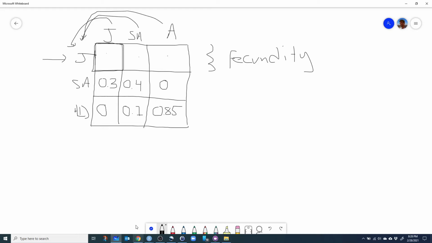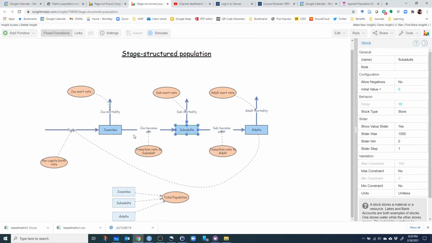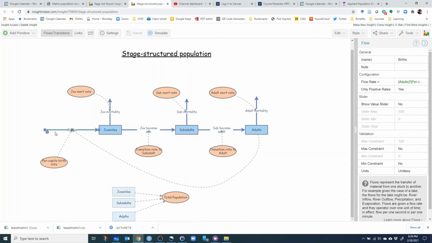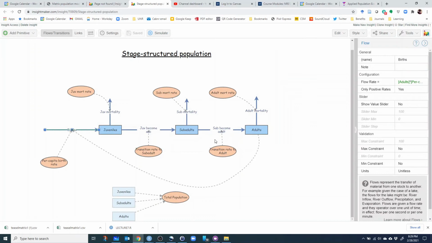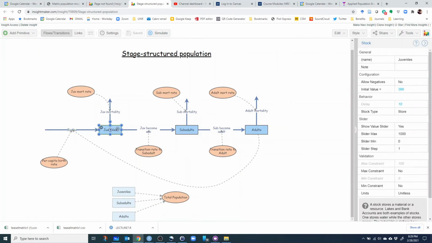Now let's look at the InsightMaker model again and refresh our memory on fecundity and which life stages contribute new offspring into the population. Well, in this case, it's only the adult stage that contributes offspring. So adults are producing offspring at this per capita birth rate. Subadults and juveniles do not produce any offspring.